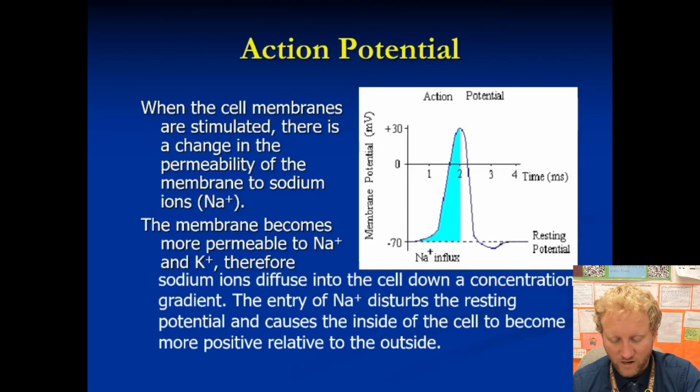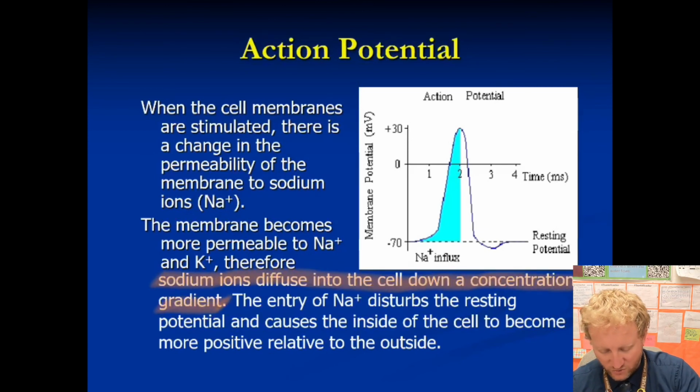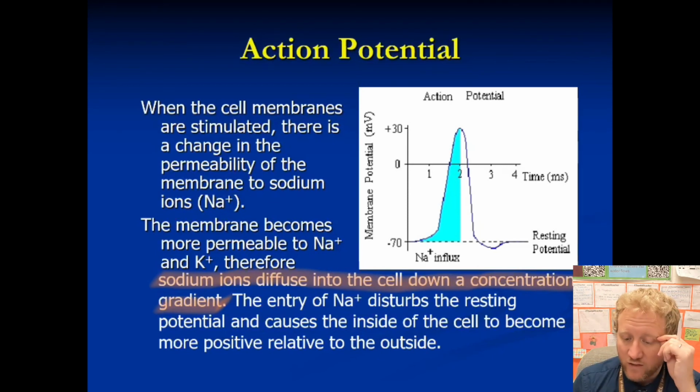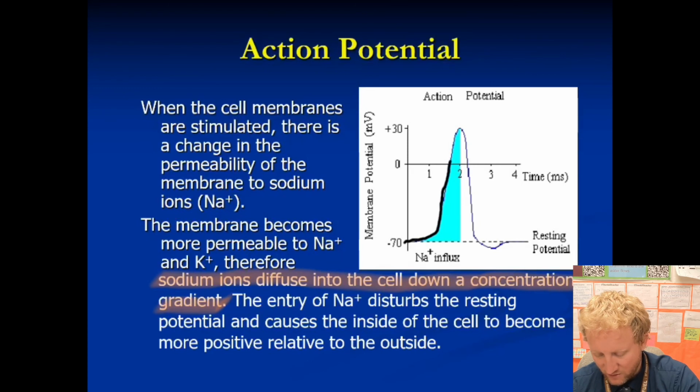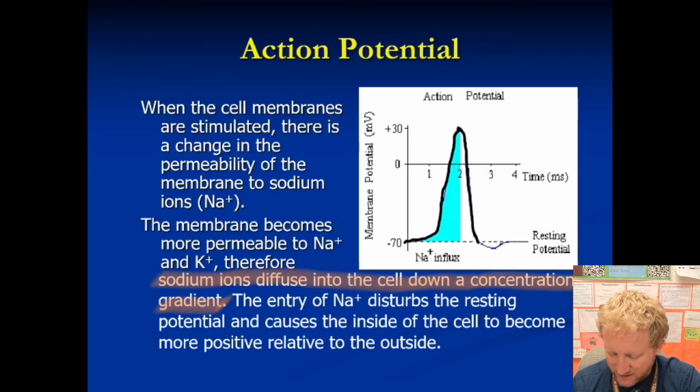And here it is again. We've got our sodium ions diffusing down a concentration gradient. The entry of the sodium ion disturbs the resting potential and causes the inside of the cell to become more positive. Here's that graph that I just drew. Right here, sodium ions are coming in, and coming in. Sodium ion concentration is equalized. Potassium ions are going to come in, and then they're going to stop and the potassiums are going to equalize. And then this period right here, we're going to reset.